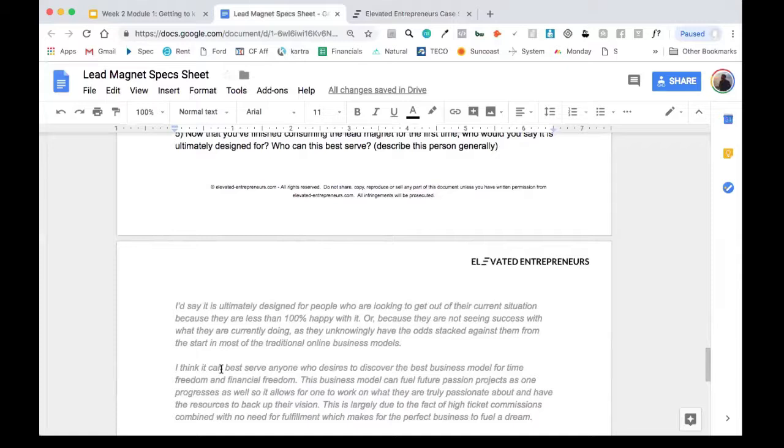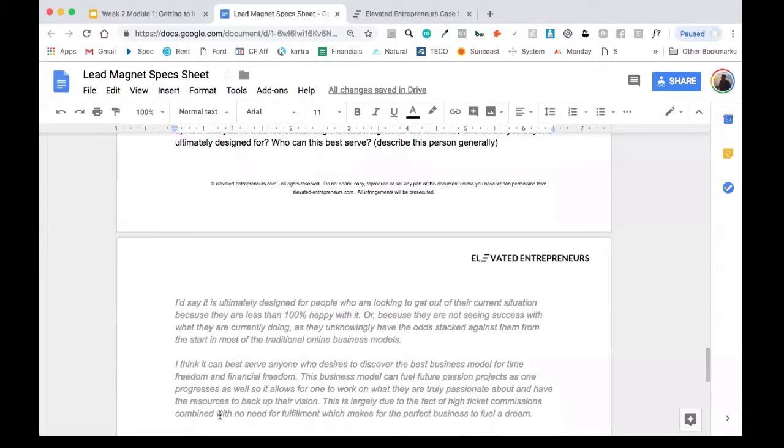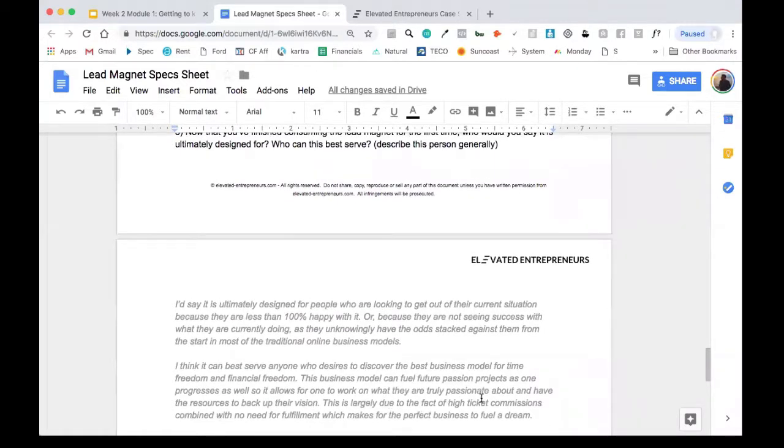And this business model can fuel future passion projects, which is so huge because as you progress, it allows you to work on things you're passionate about, even beyond just somebody else's product, but your own vision, your own philanthropy or your own company or whatever. You can have the resources to back that up through this business model because it doesn't involve time spent on fulfillment. It's largely due to high ticket commissions combined with no need for fulfillment, which makes for the perfect business to fuel a dream.